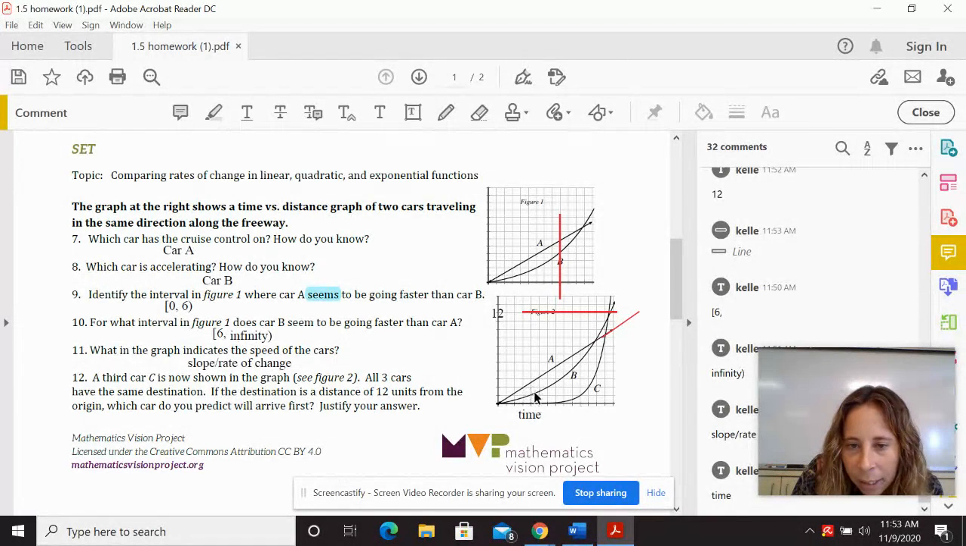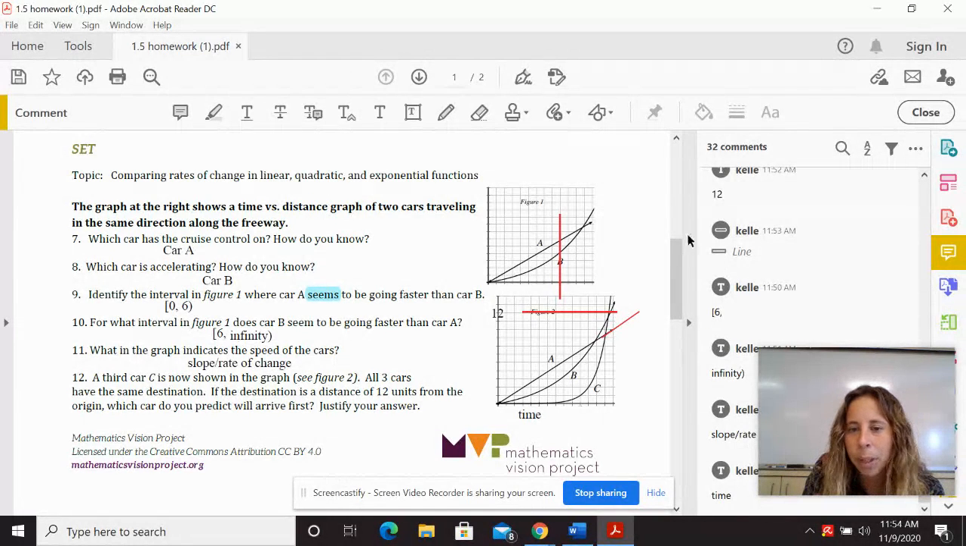So B, that's your exponential one. Okay, so this is B. All right, so B hits it right there. See where the B line crosses it? And then the C line crosses it right there. Ooh, so it's close. But remember, now you're looking at time. So it looks like the C graph passes it just a little bit before.